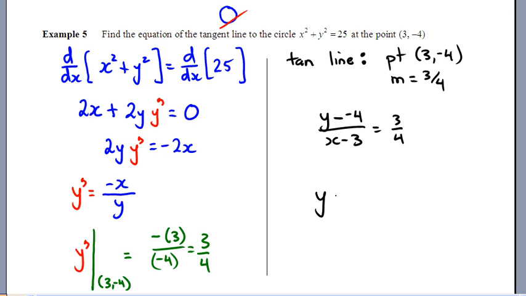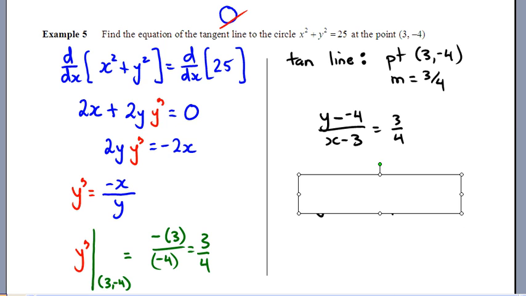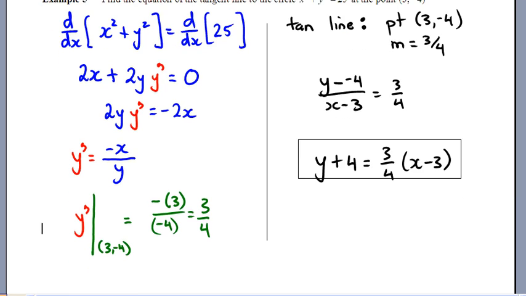The equation of my line: y plus 4 is equal to 3/4 times x minus 3. I would not even bother simplifying that. There's just a risk of us making some sort of error along the way. That one's done. Okay, let's try number 6 out here.